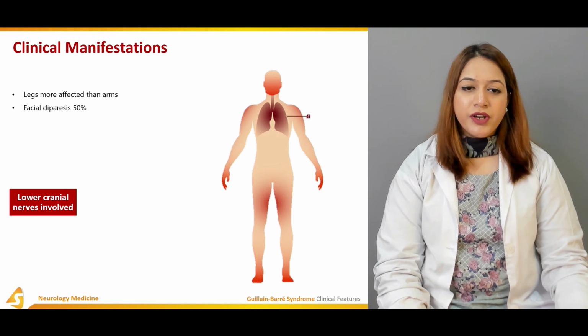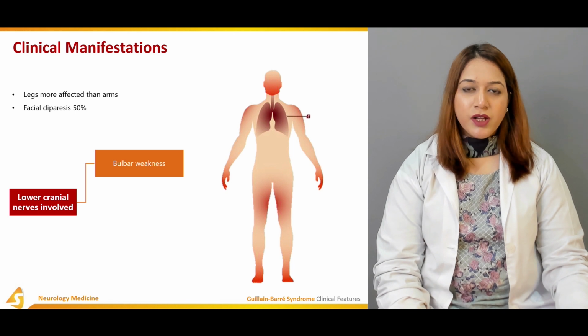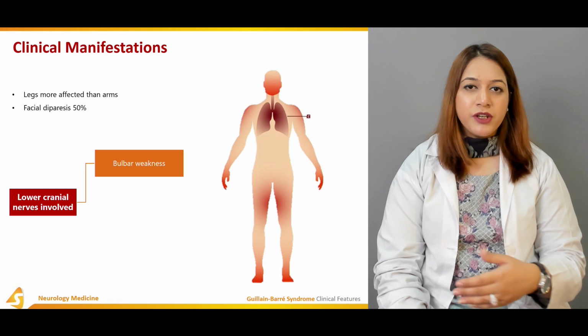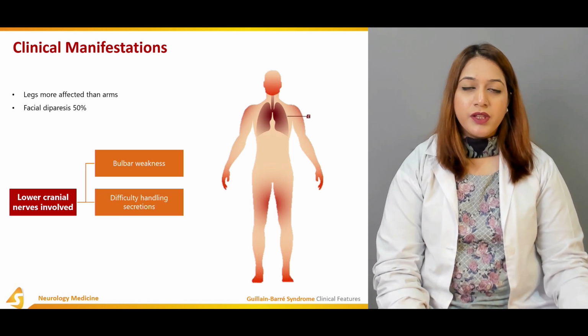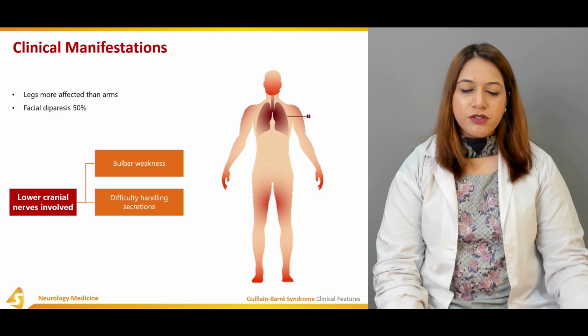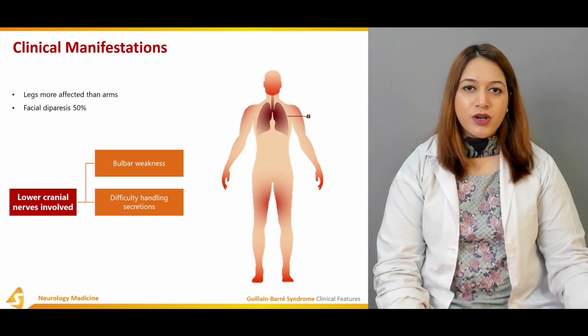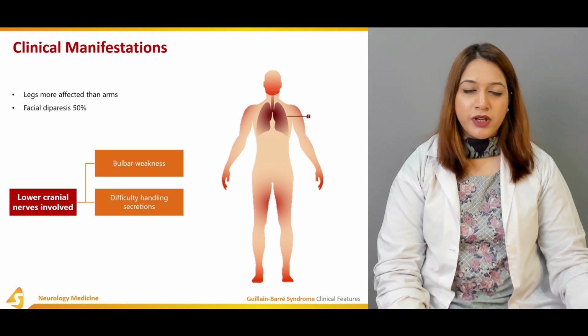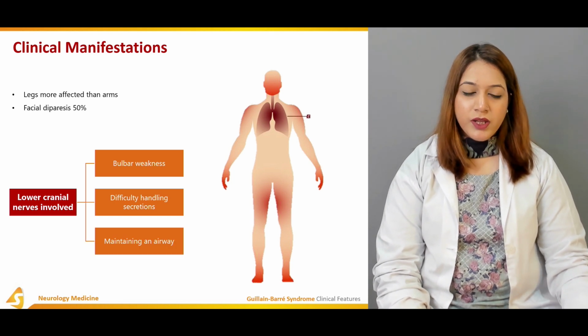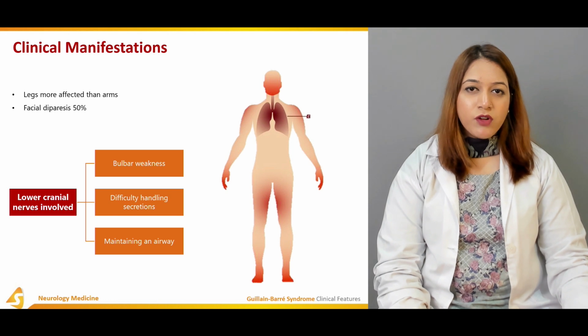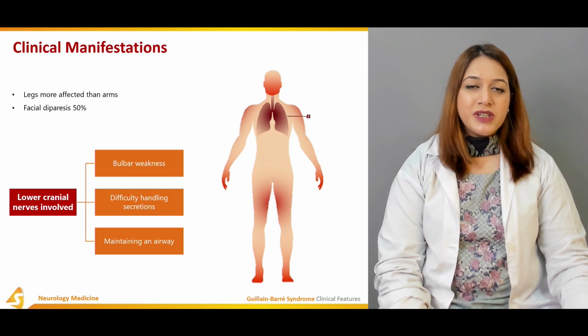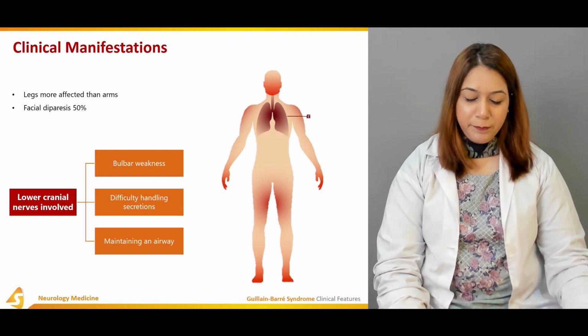If there are lower cranial nerves involved, they will present as bulbar weakness. The patient will have difficulty in swallowing or chewing, or during mastication. They will have difficulty handling the secretions. So the patient might present to us with incontinence, urinary or bowel incontinence. And if there is respiratory involvement, we will have to maintain the airway so that the patient can breathe easily.